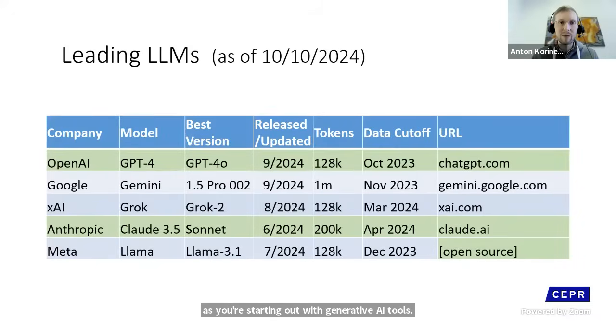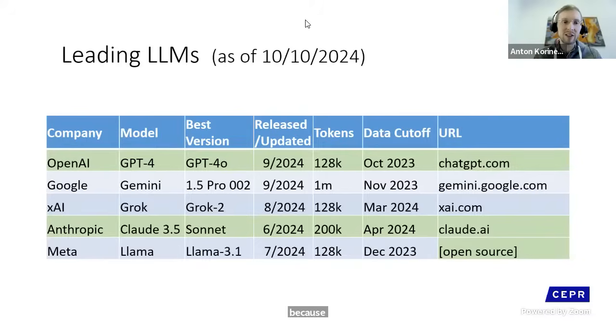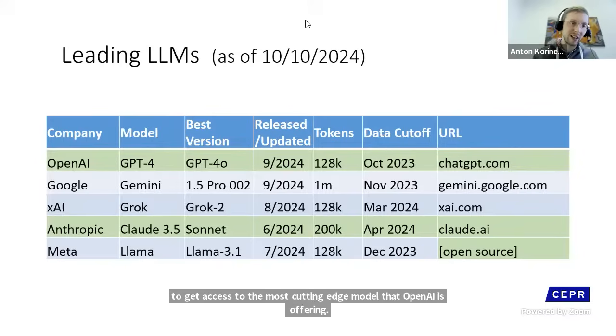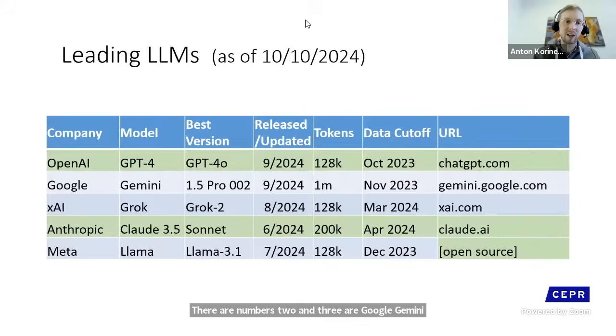So, what are the leading models as of, I didn't update this in the past week, but as of October 10th? Well, the best model is OpenAI's GPT-4o. And I have marked the row in green because it allows anybody in the world to sign up for free and to get access to that most cutting edge model that OpenAI is offering. Their numbers 2 and 3 are Google Gemini and Elon Musk's XAI Grok. So those don't offer you access to the most advanced model unless you pay.